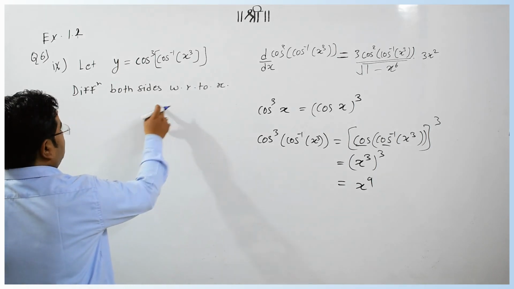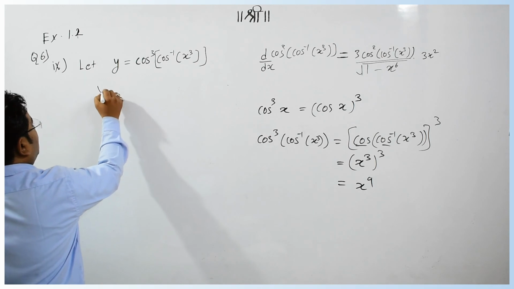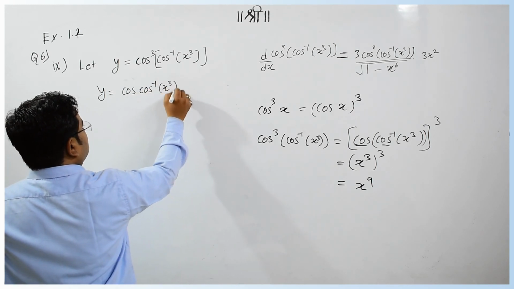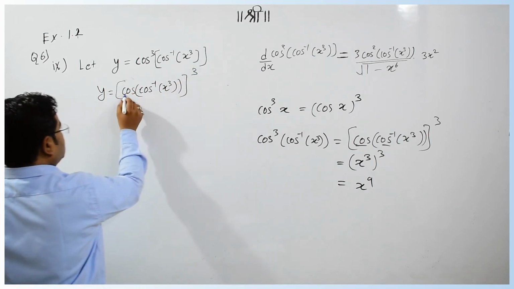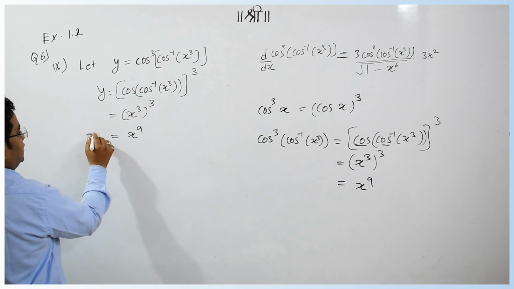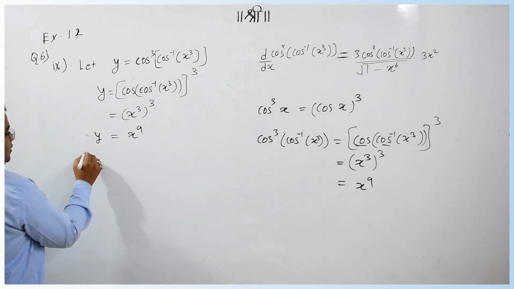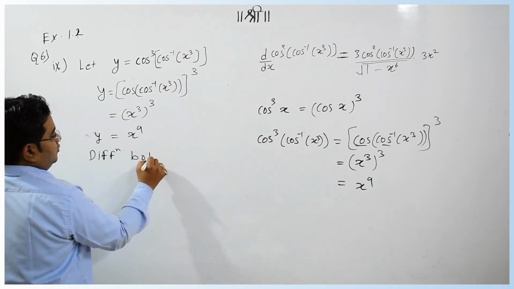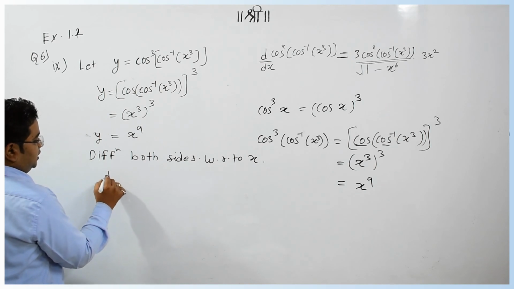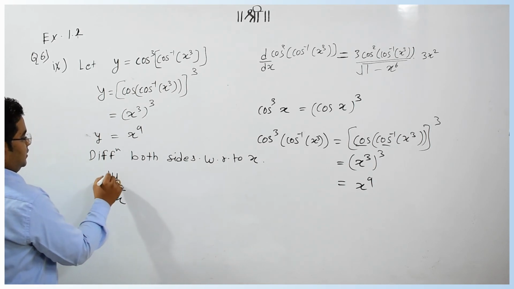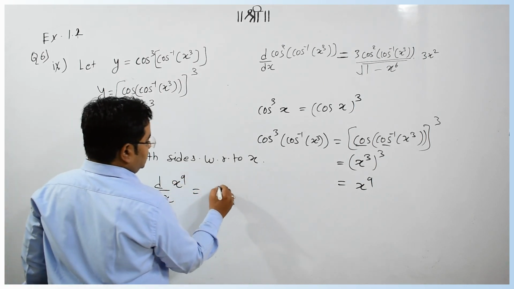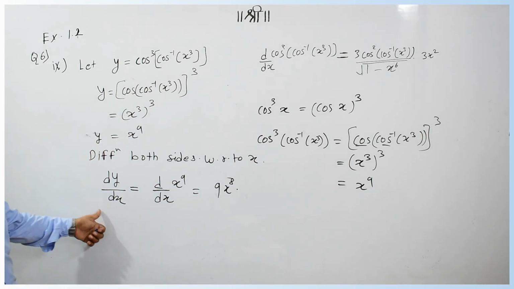Applying this process here, y is equal to cos cube, so I can write it as (cos of cos inverse of x cube) cube. This cos will get cancelled, leaving x cube raised to 3, which is equal to x raised to 9. So y equals x raised to 9, and differentiating both sides with respect to x, dy upon dx is equal to d upon dx of x raised to 9, which is equal to 9x raised to 8. That's our final answer.